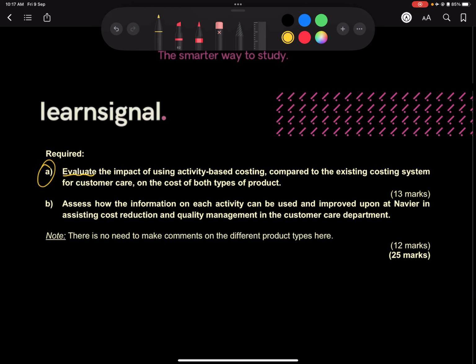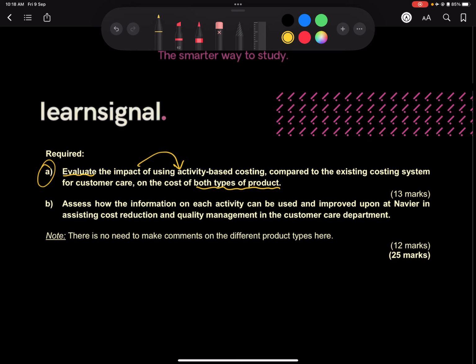We need to evaluate the impact of ABC compared to the existing costing system for customer care on the cost of both types of products. There are two types of product, and what kind of impact is it going to have on the existing costing system? How can it help us align our costs more properly?